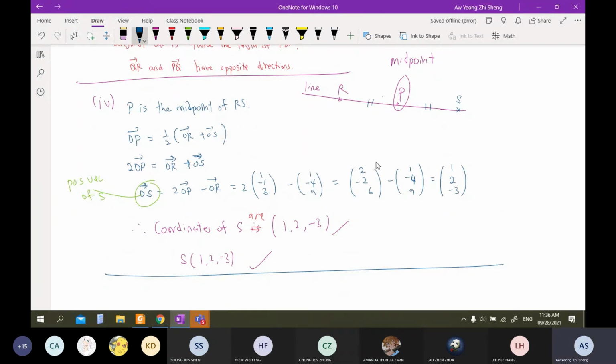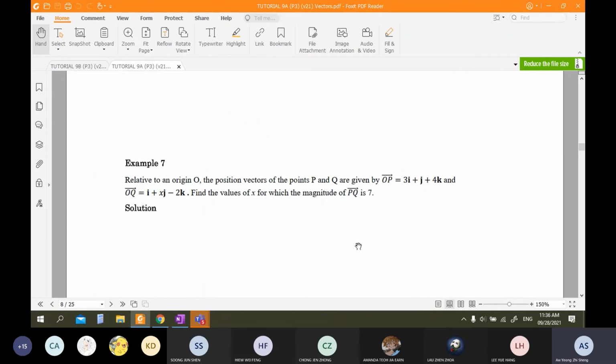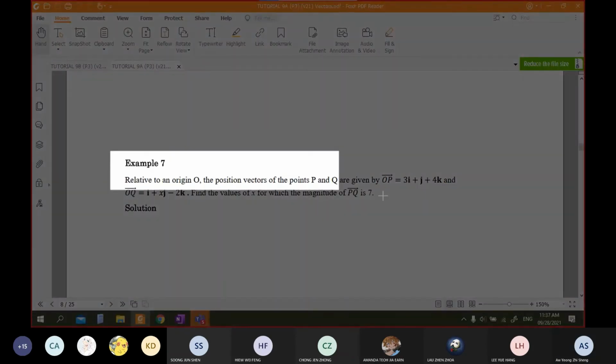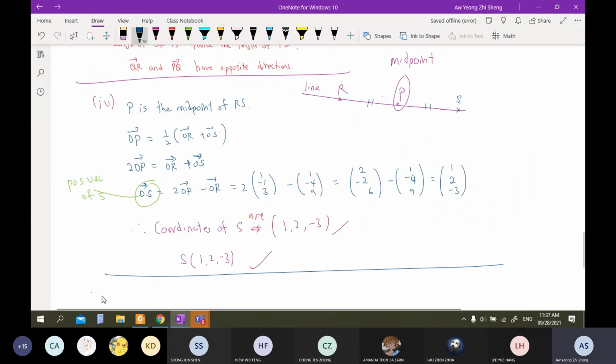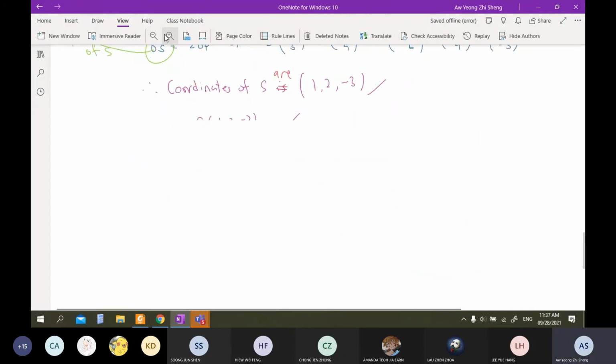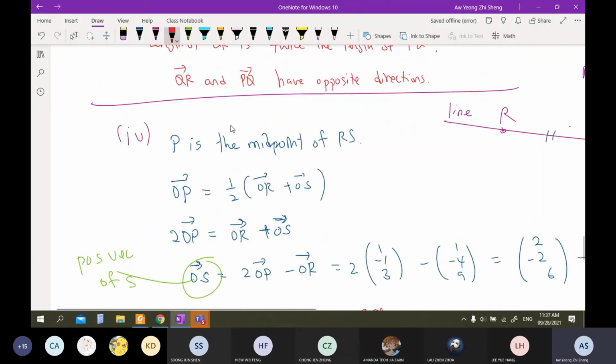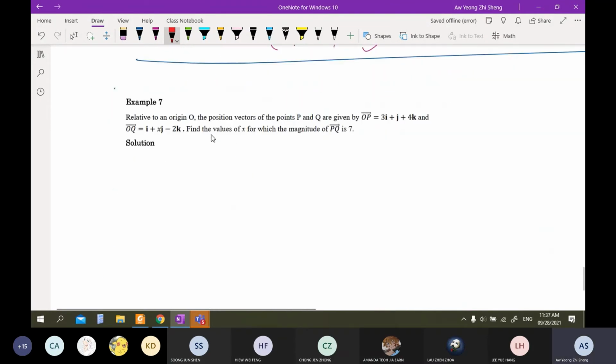So that's it for example 6. Next is example 7. Relative to an origin O, position vectors of P and Q are given by OP equal to this, OQ equal to this. So usually when you are given information in terms of IJK, you usually want to convert it into a vertical bracket form for easier computation.